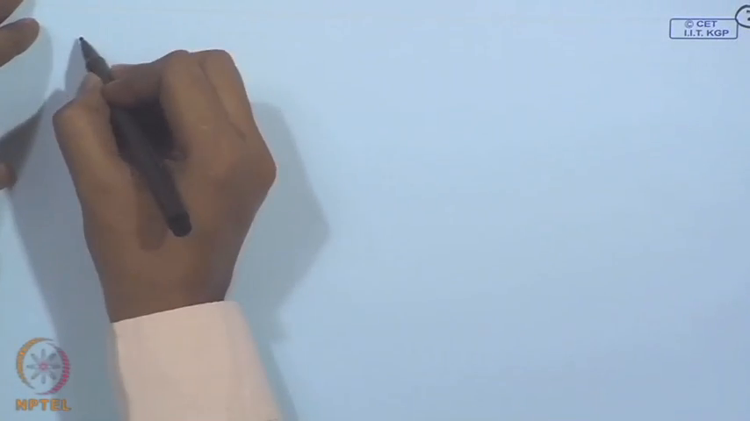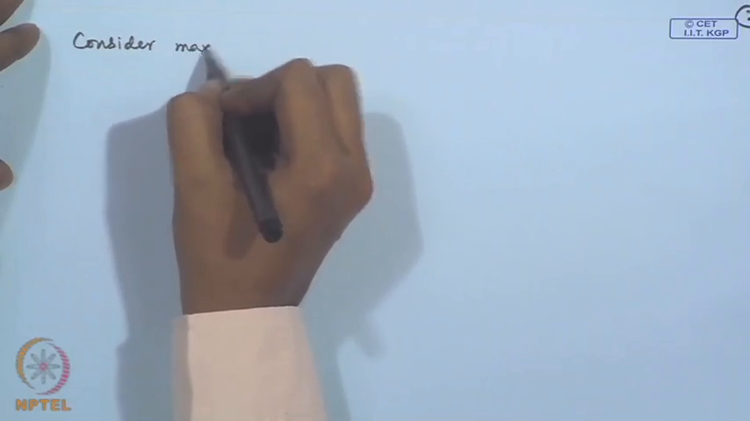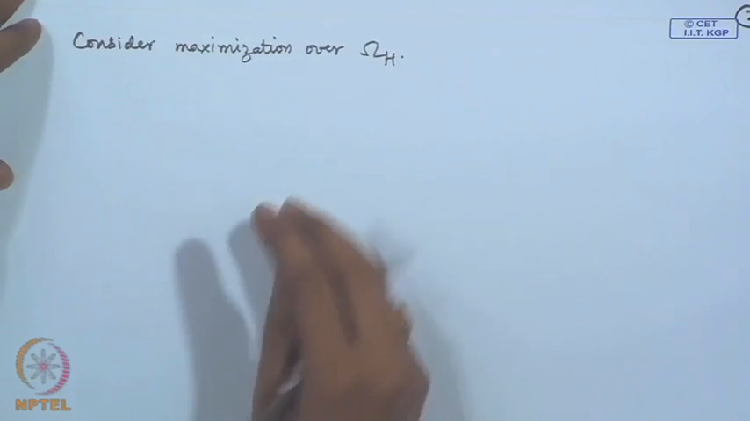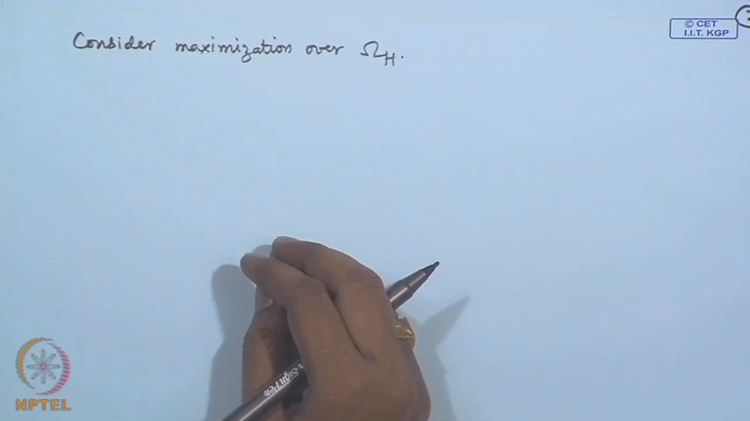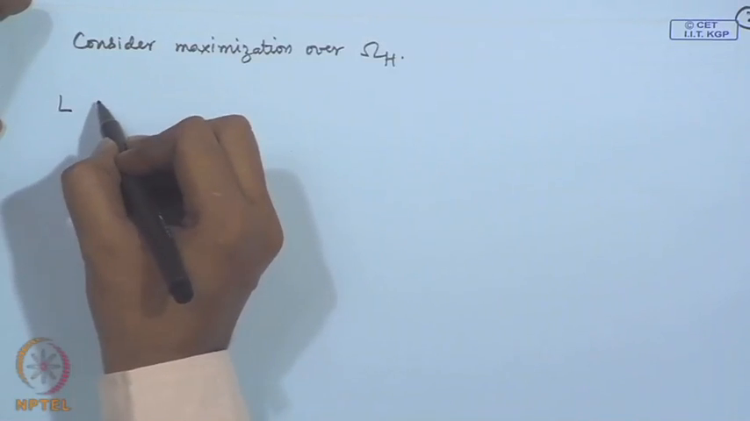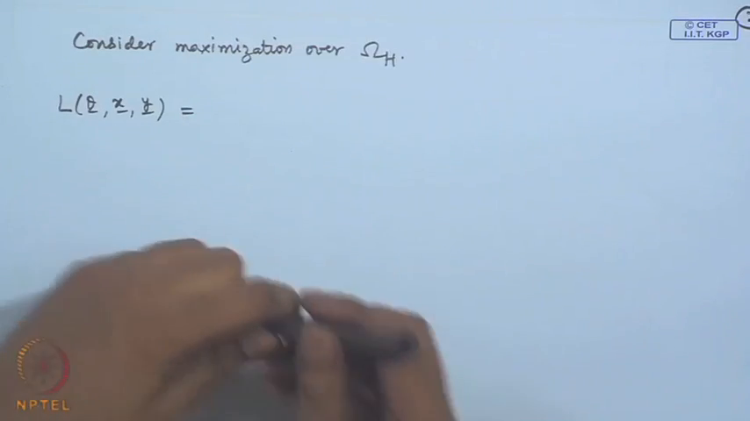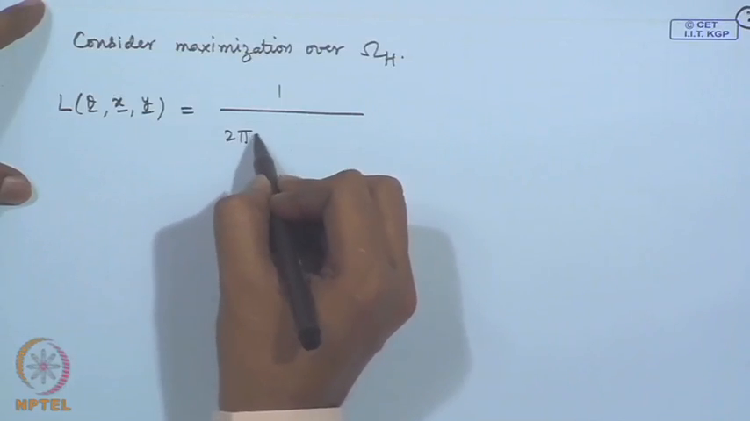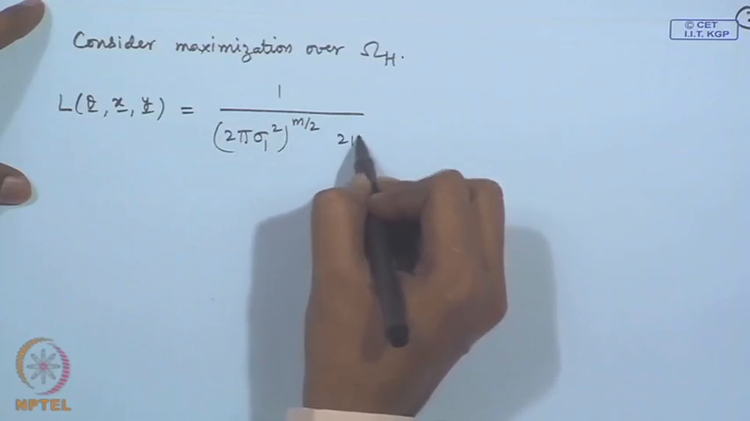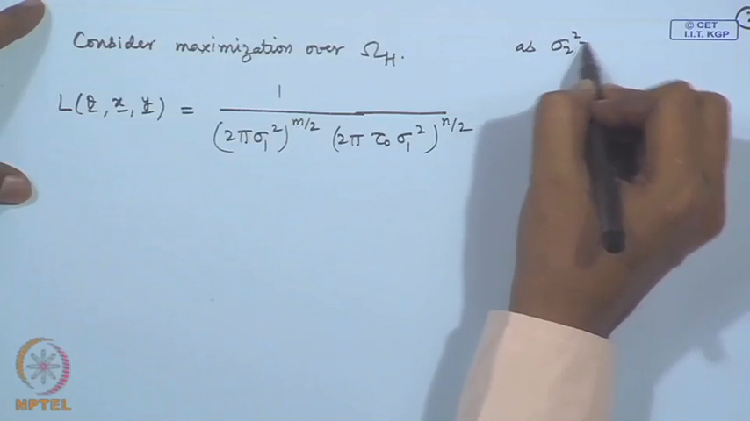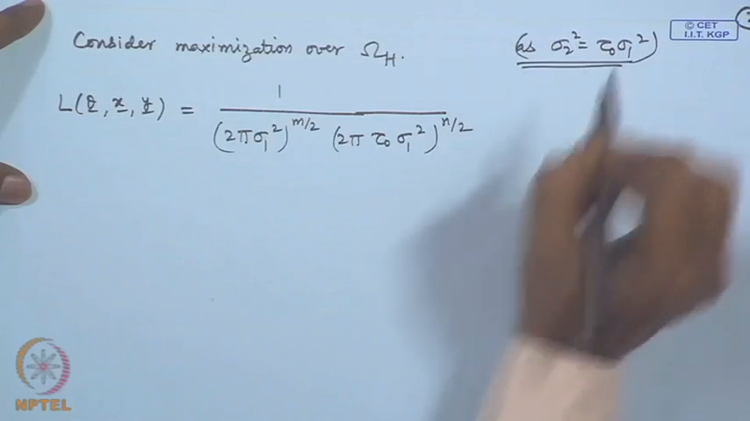Now, consider maximization over omega h. When we consider over omega h, the likelihood function gets a little bit modified. Over omega h, L is equal to 1 by 2 pi sigma 1 square to the power m by 2, 2 pi tau naught sigma 1 square to the power n by 2, because we are having sigma 2 square is equal to tau naught sigma 1 square when we are considering omega h.